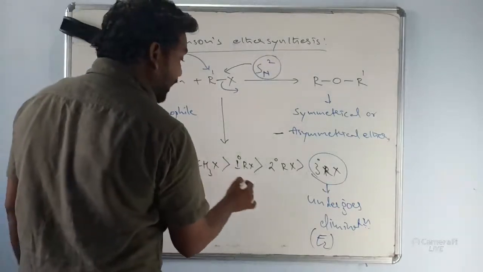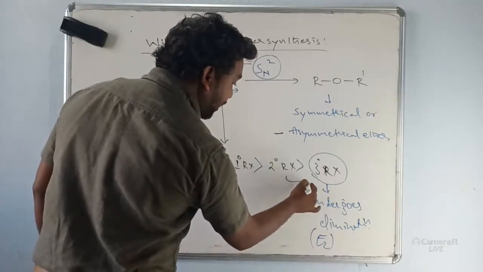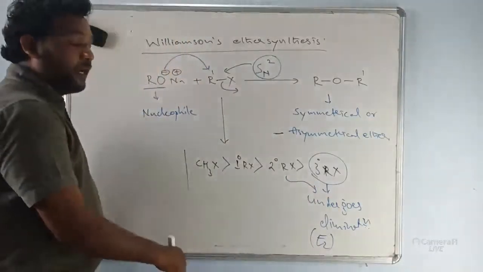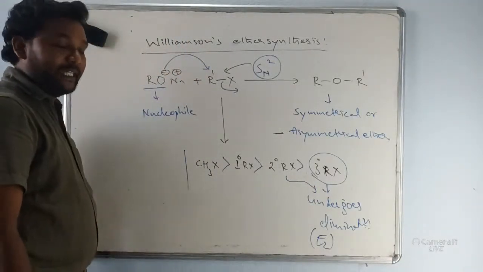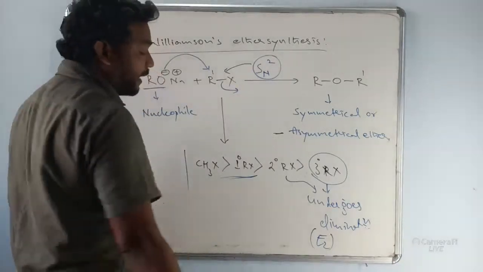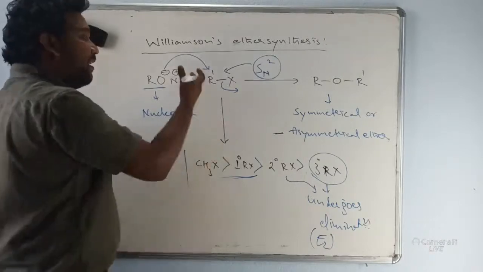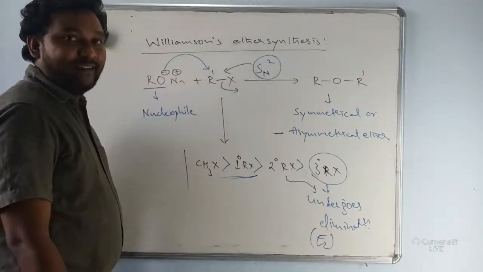So here you can see that in the case of secondary alkyl halides also, we will get a mixture of the products. Nucleophilic substitution along with elimination, both are possible here. So it is better to take primary alkyl halides. Primary alkyl halides are preferred in Williamson synthesis.